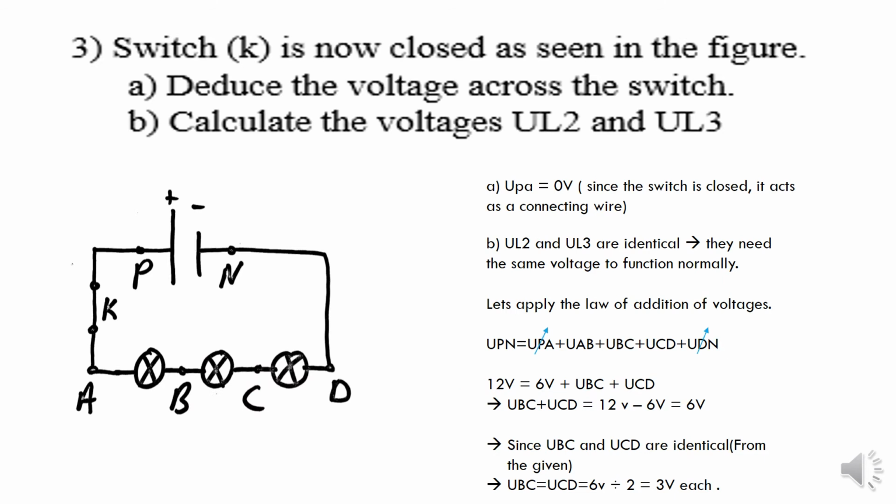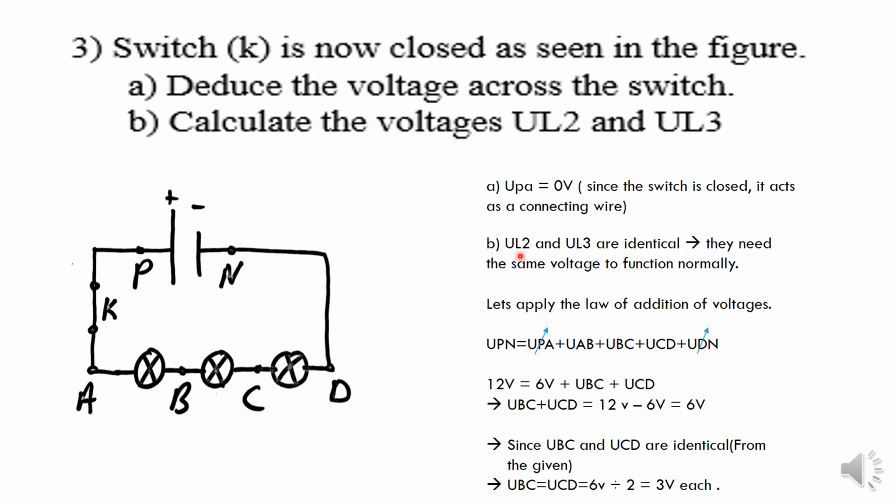Part 3. Switch K is now closed as seen in the figure. I have to deduce the voltage across the switch and I have to calculate the voltages UL2 and UL3. So part A, let's start with part A. Deduce the voltage across the switch. If you notice from the figure, the switch is closed, so it acts as a connecting wire. UPA equals 0 volts. Why? Since the switch is closed, it acts as a connecting wire. So now we have two rules. When the switch is closed, it acts as a connecting wire, so the voltage across it equals 0. But when the switch is open, the voltage across it equals the voltage across the battery.